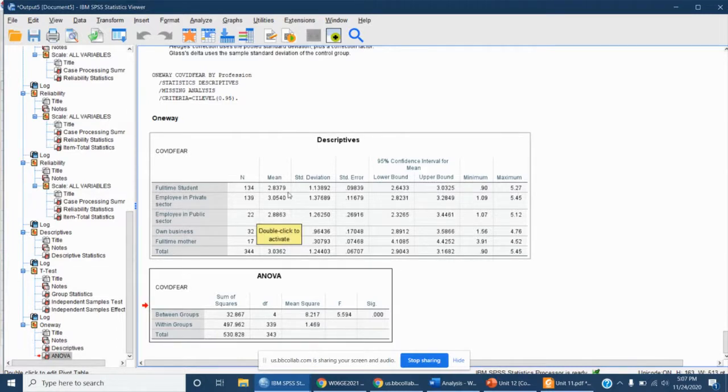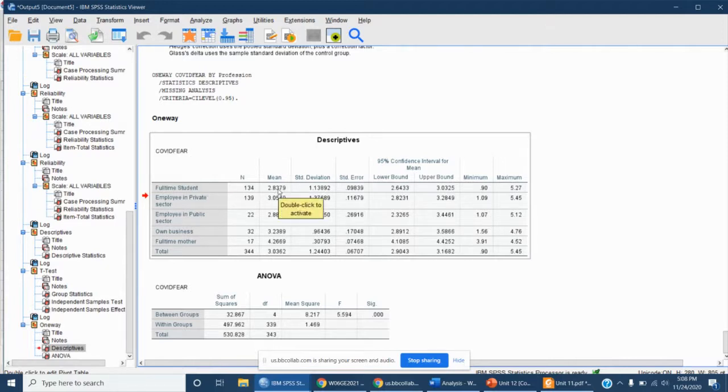So I will again, first of all, read the means of these groups. We have five groups. Full-time students, their mean is 2.8, which means that they somewhat disagree with COVID being a threat. Employees in private sector, their mean is 3.05, which again says that they somewhat disagree with it. Employees in public sector, again, the mean is around 3, which means that they don't perceive COVID as a threat. Own business, people who are entrepreneurs, they also do not perceive it as a threat.